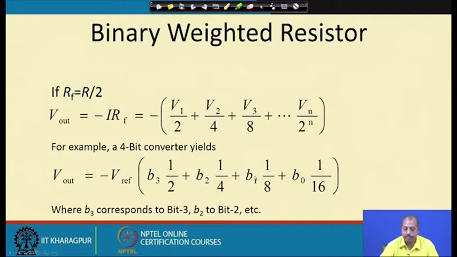Similarly, if the third bit is equal to 1, then this V3 becomes again equal to Vref, and if the least significant bit B0 is equal to 0, then this contribution V4 will become equal to 0. So, B3 corresponds to bit 3, B2 corresponds to bit 2, like that. That way we can have a binary weighted resistor based structure for getting this Vout. Depending upon the digital value that you feed in B0, B1, B2, B3, the value of Vout will get determined.